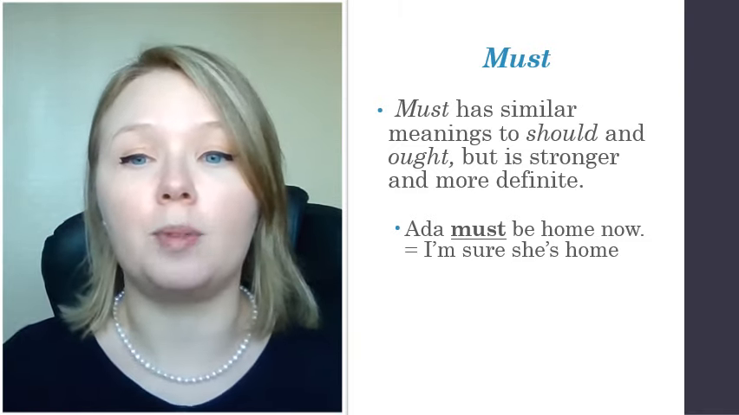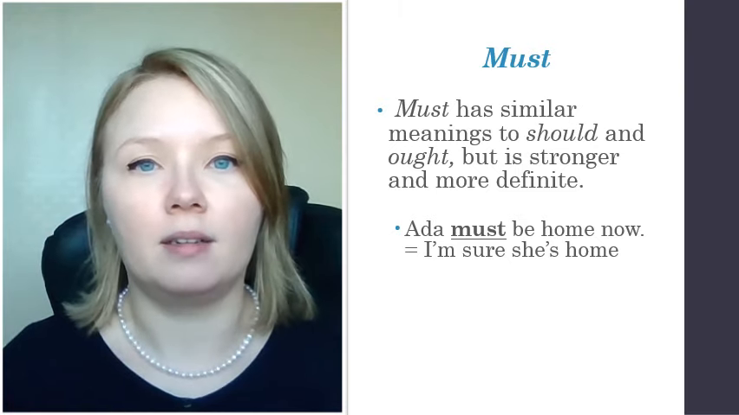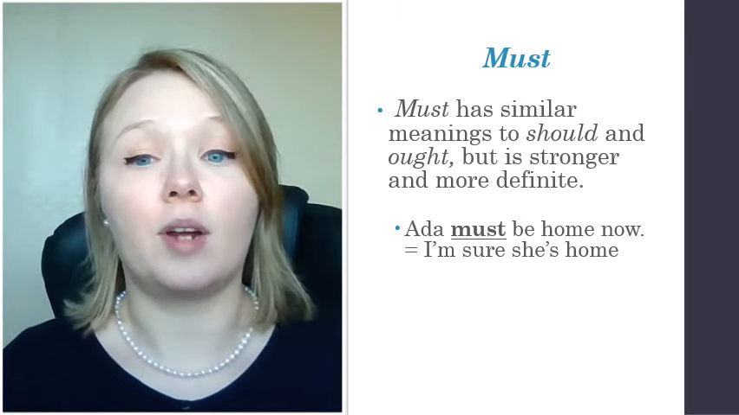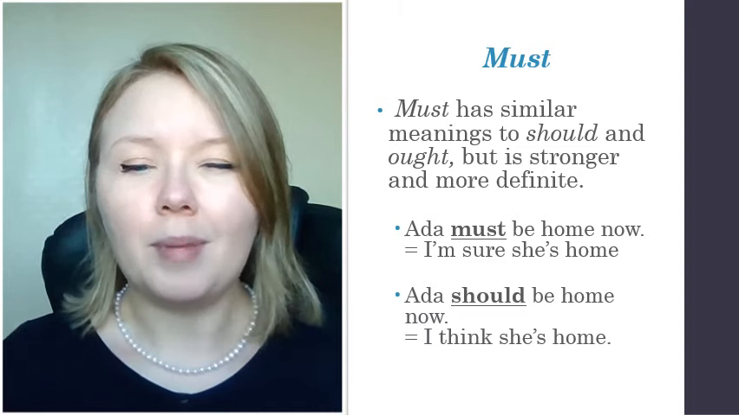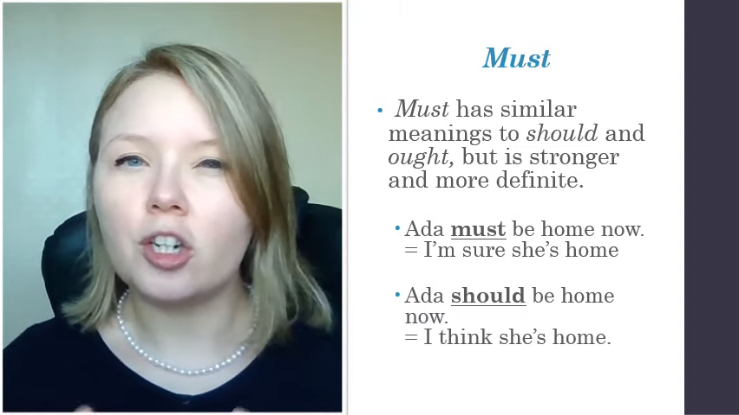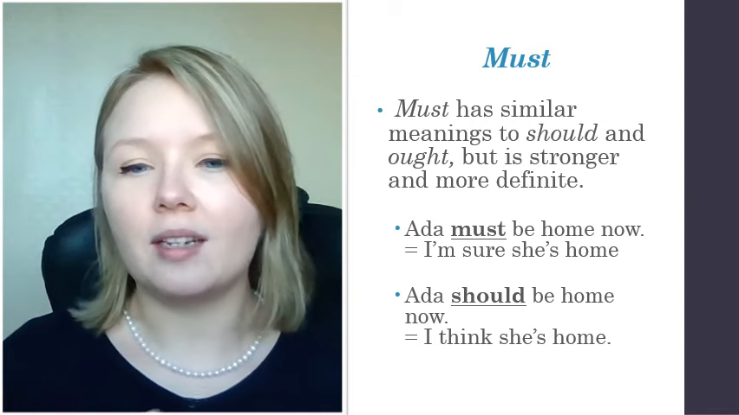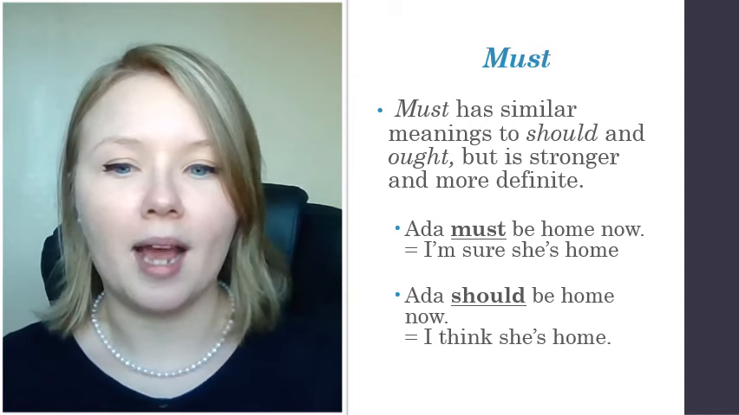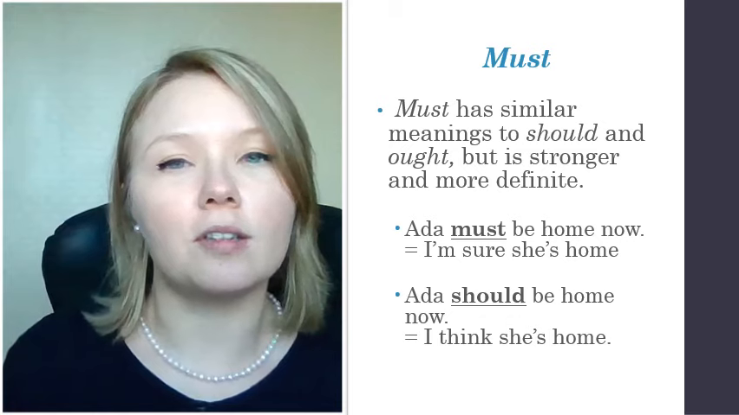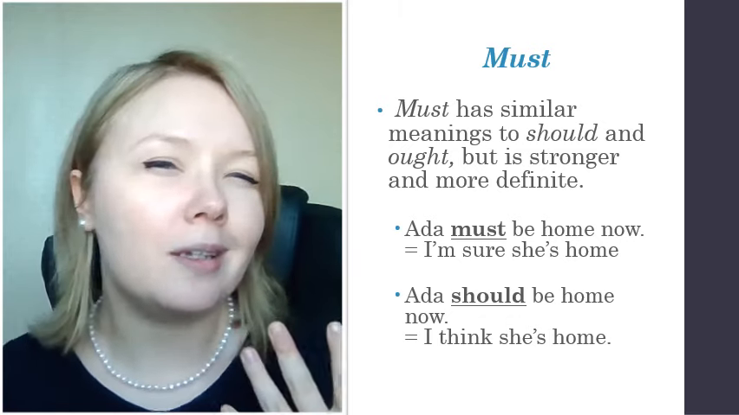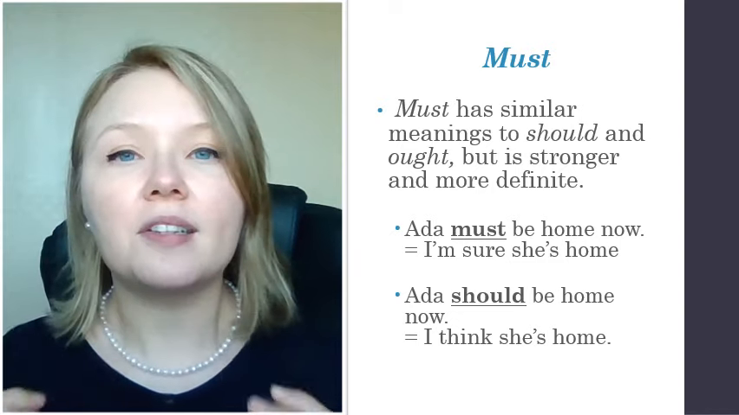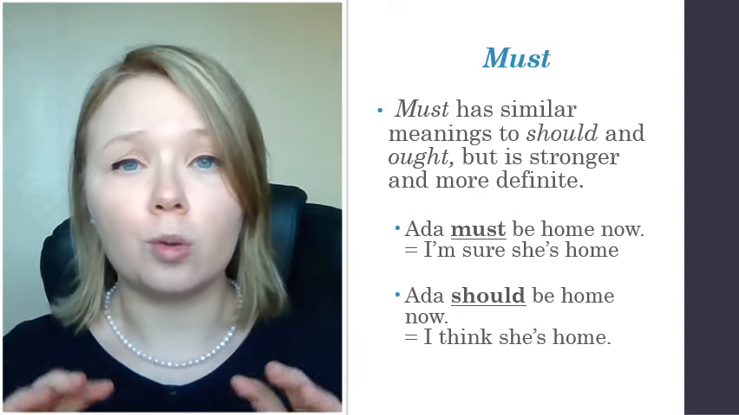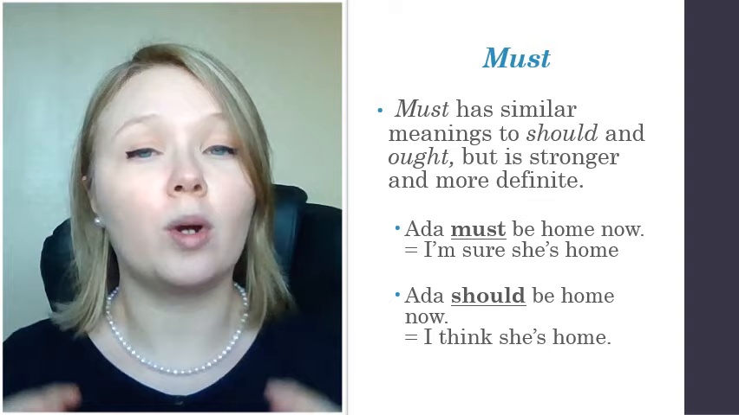I told her to be there. She must be there. This is very definite, right? I'm very positive, very sure that she's there. Maybe if it's only 6:30 or 6:45, though, I could say, Ada should be home now. Right? I think she's home. She should be. She might be, but I'm not as sure. So must is used when we are sure or something is definite or it's in order.